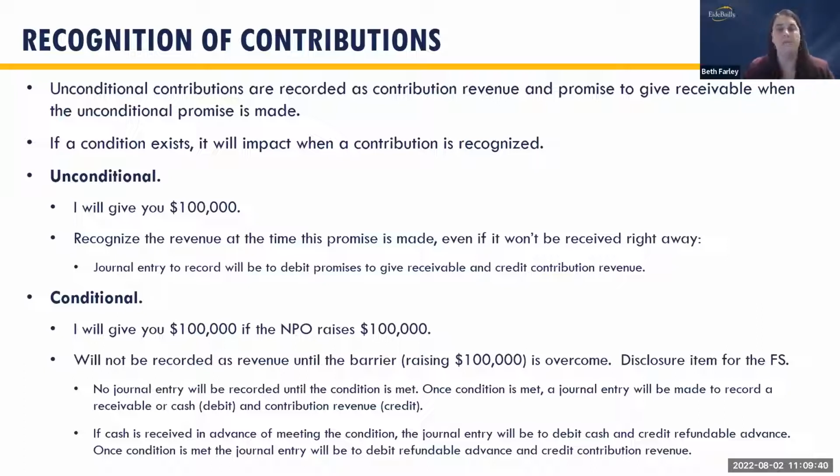If, however, they give you the $100,000 and it's conditional, because if you do not raise it, it will have to be returned, then you would record a journal entry to credit refundable advance and debit cash. And then once you meet that condition, you're going to debit the refundable advance, and at that point recognize the contribution revenue by crediting that.